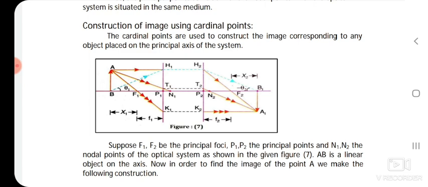If we see both equations, the left hand side is the same: A1B1 divided by AB is equal to F1 by X1, and A1B1 divided by AB is equal to X2 by F2. If the left hand side is the same, it means what? Obviously the right hand side will be the same. Therefore, F1 by X1 is equal to X2 by F2, and finally we get X1X2 is equal to F1F2.